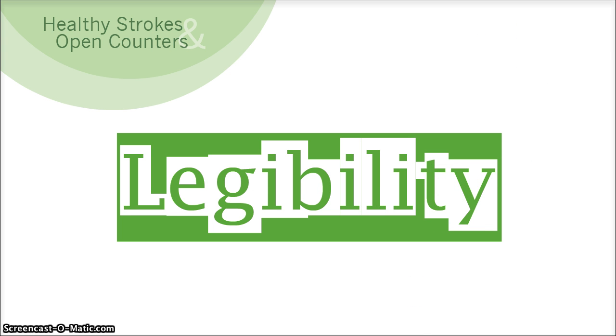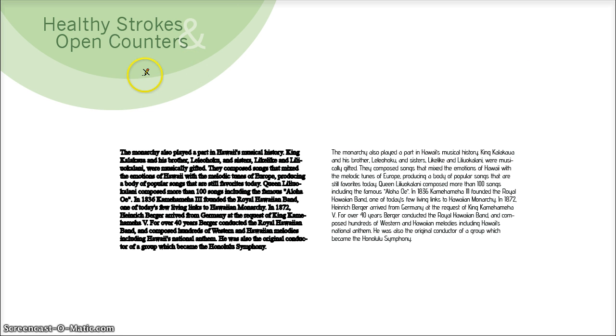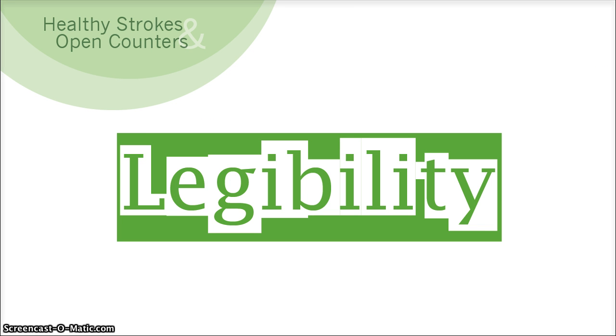Now, if we move on, we'll talk about more of the healthy strokes and open counters. Like I said, the healthy strokes are like the I, the T. The open counters are like the little openings in the letters. So let's review back, just in case you didn't understand that. Here are the strokes, and the open counters are the openings inside the letter.